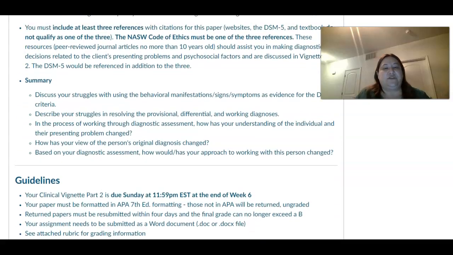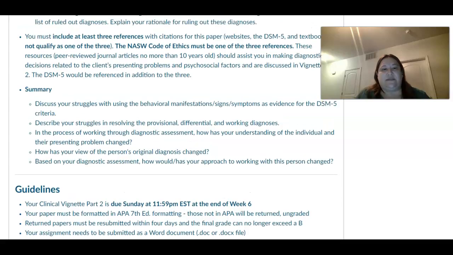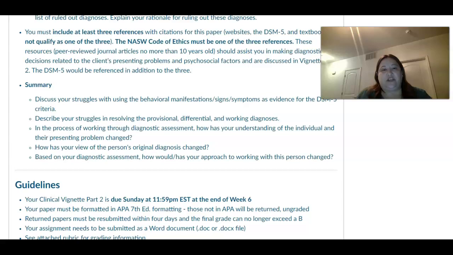Discuss your struggles with using the behavioral manifestations, signs, and symptoms as evidence for the DSM-5. Describe your struggles in resolving the provisional, differential, and working diagnoses. In the process of working through the diagnostic assessment, how has your understanding of the individual and their presenting problem changed? How has your view of the person's original diagnoses changed? And based on your diagnostic assessment, how would or has your approach to working with this person changed?